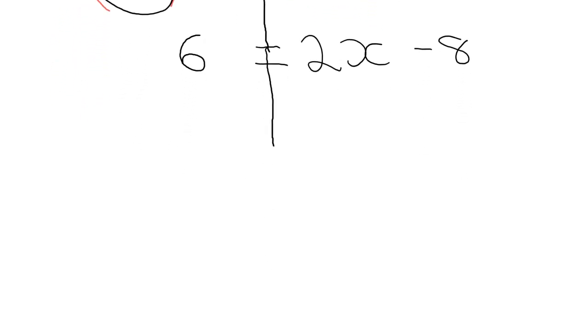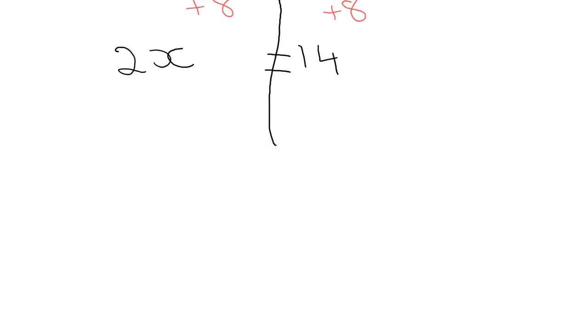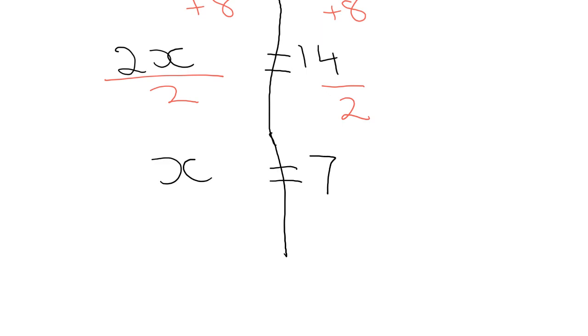Now I've just got a normal linear equation to solve. You can put these around the other way if you like. You can put the 2x minus 8 on the left-hand side and the 6 on the right-hand side if that makes more sense to you, but it really doesn't matter. You can do it either way. So we just solve here the usual way. We're left with 2x on the left side and 14 on the right side. And if we divide by 2 on both sides, we end up with x equals 7.